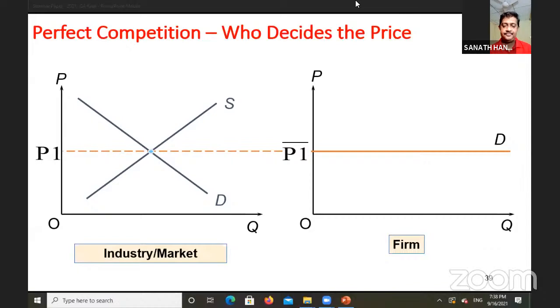Right, write down the note. According to the above diagrams, a perfectly competitive market has a normal demand curve.